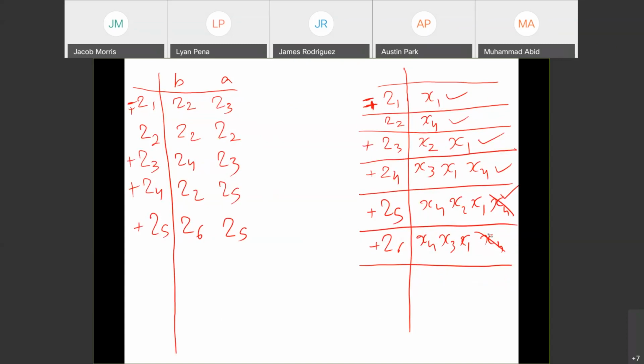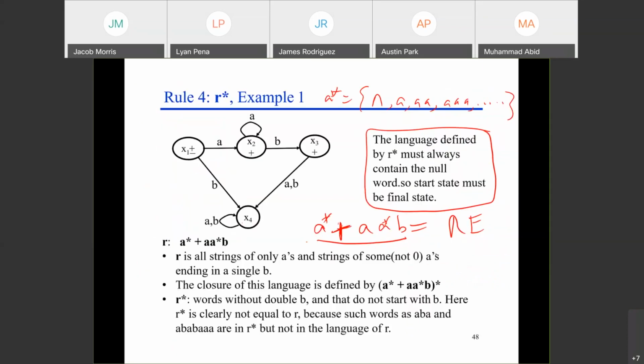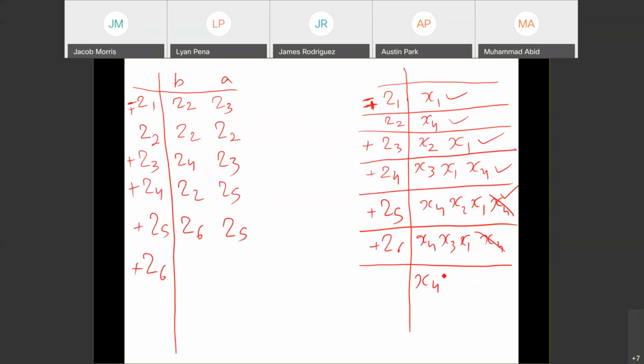Now we need to see Z6. You are at X4, you receive B, you stay at X4. X3B will take you to X4. X1B will take you to X4. You don't write duplicate terms. X4 already there, which is Z2. Don't need to write this.